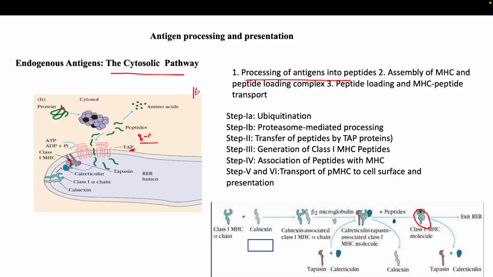Okay, in the plasma membrane, it will be presented to the CD8 T cell. So this is the cytosolic pathway, or we can say endogenous antigen presentation.